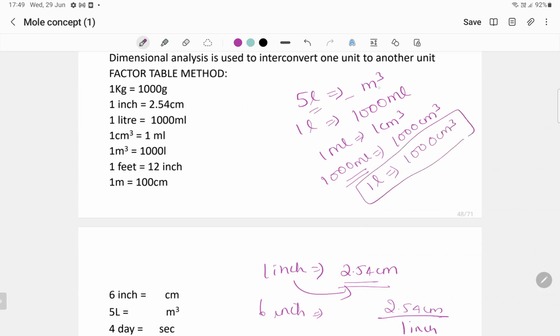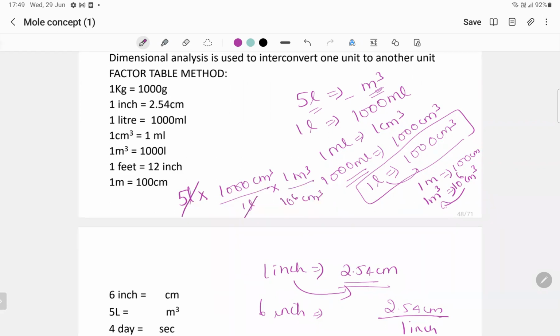That is for liter. Now in terms of meter cube, we all know 1 meter is equal to 100 centimeter. But here they have been asked for meter cube. Correct? So 1 meter cube is equal to 100 into 100 into 100, means 10 to the power 6 centimeter cube. So now, according to the conversions, 5 liter into 1000 centimeter cube divided by 1 liter, into 1 meter cube divided by 10 to the power 6 centimeter cube.